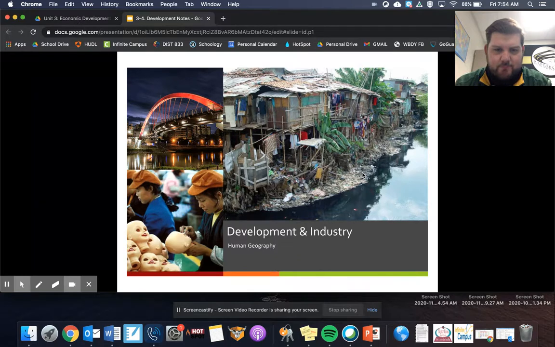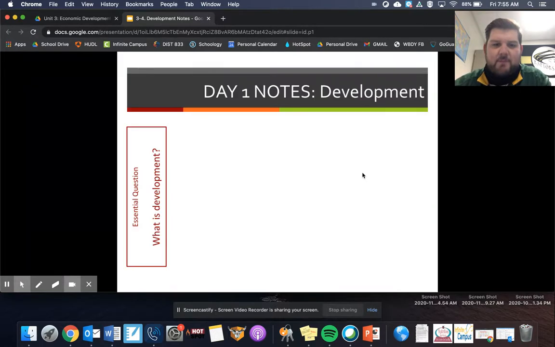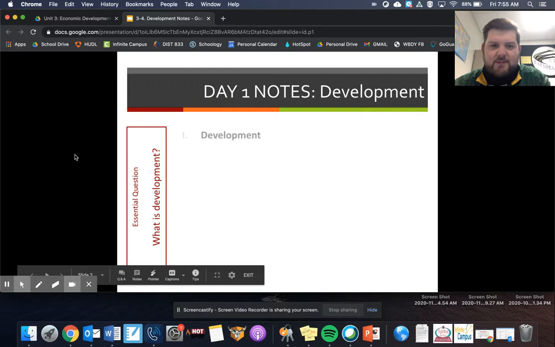Okay. So our next unit is all about economic development and industry. We're kind of going to take what we learned with population and apply it to economic development. So how does population add to a country's level of development, right? How does that play a role in how economically superior they are, or whatever it is, what their development is. All right, so what is development? That's our first essential question we're going to answer there.